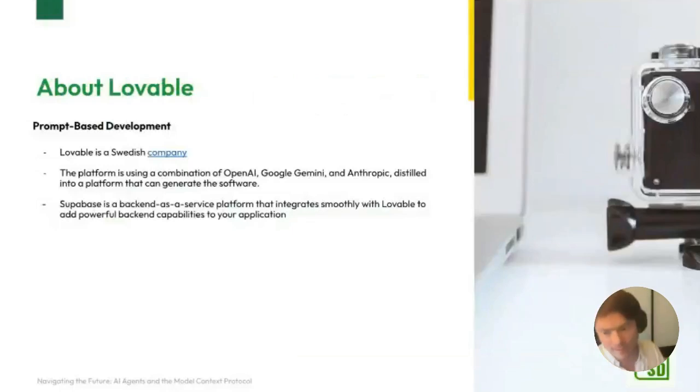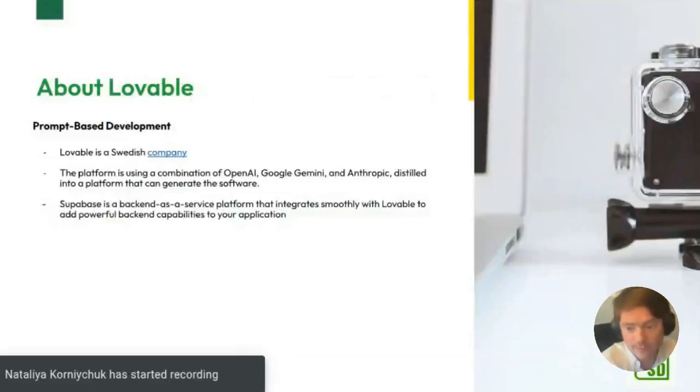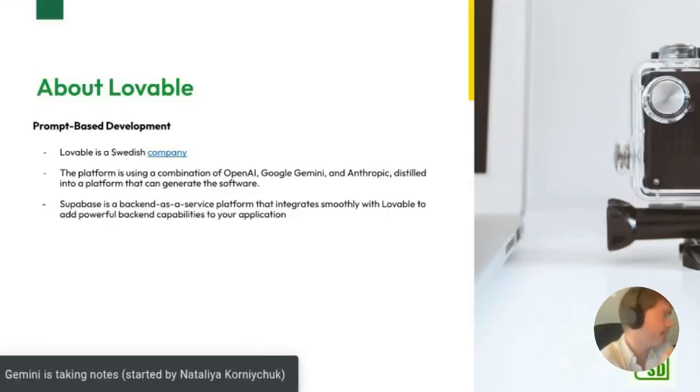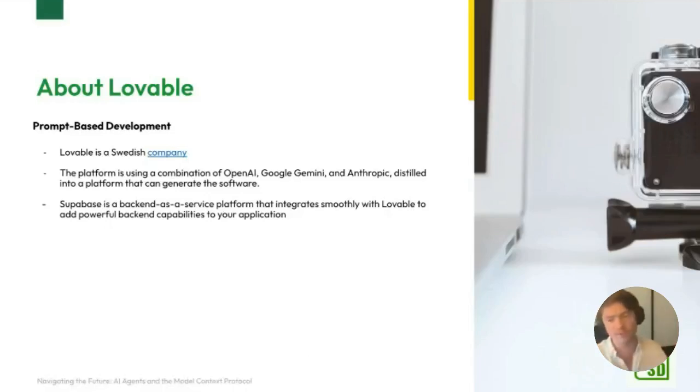Very quickly about Lovable. I love that many of these tools are European. It's built on top of these large language models. It doesn't tell which one it uses. It probably has some algorithm under the hood for whatever it chooses to use, which it thinks is best. And then it also has an integration with the backend as a service called Supabase. It's an open source version of Google's Firebase. Just to mention that.